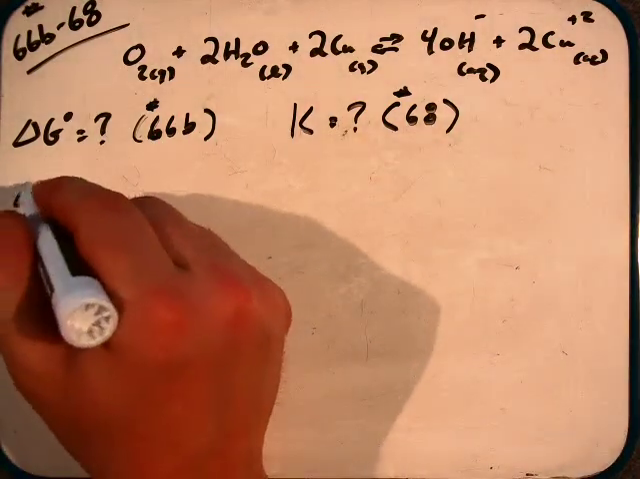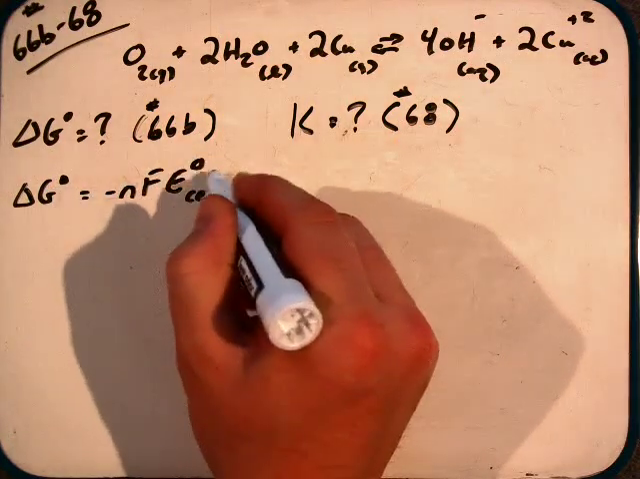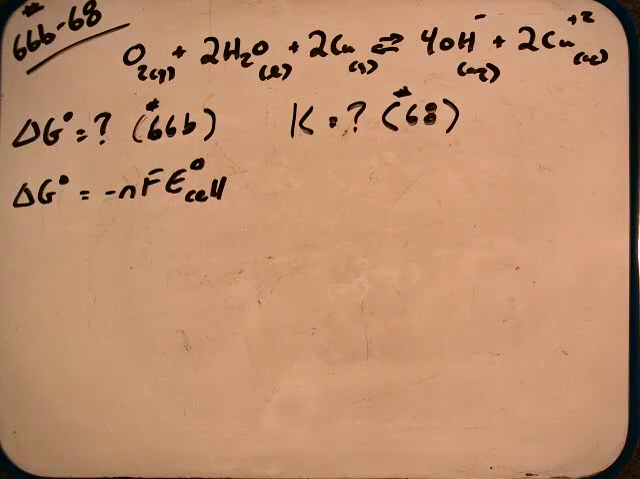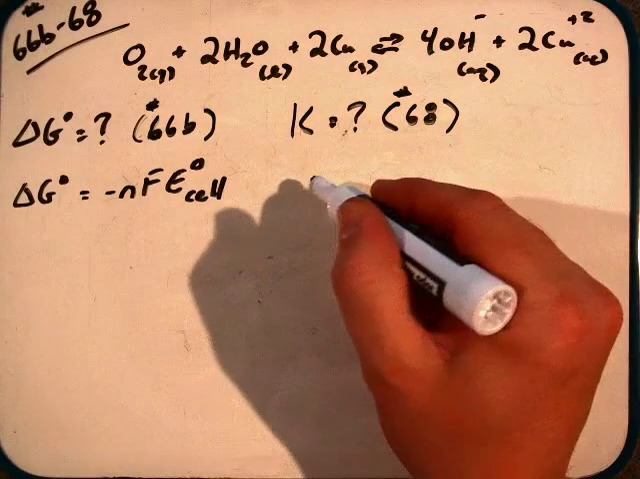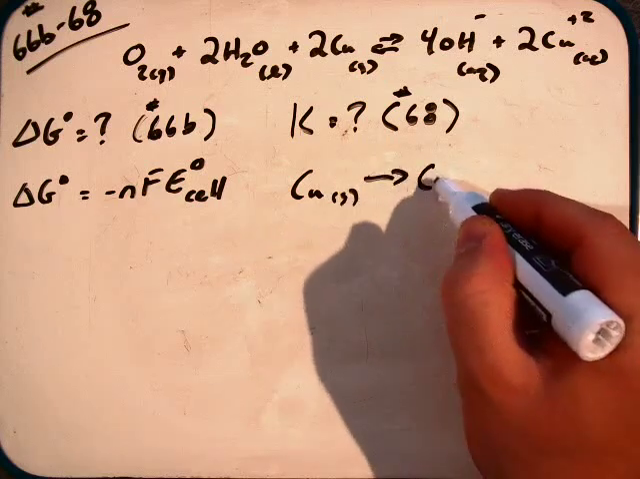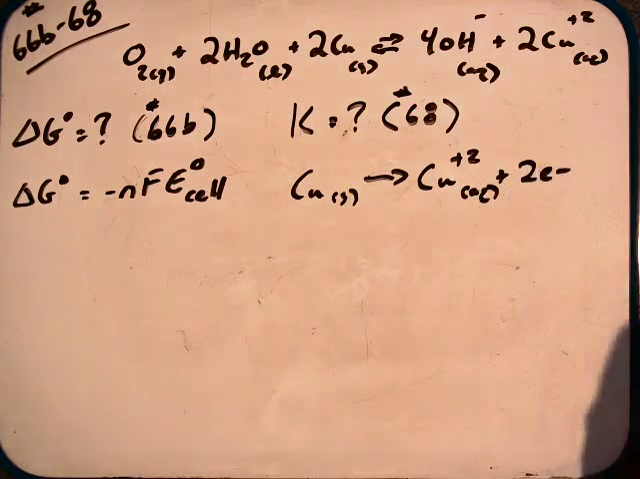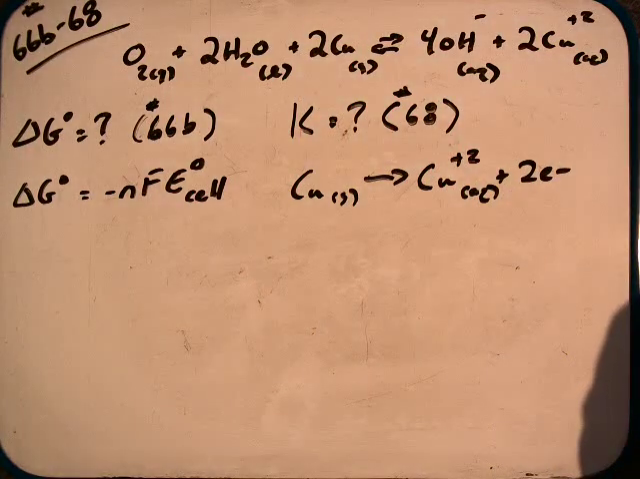So for our delta G, we really want to use this expression. We want to determine the cell potential at standard state. And once we have the cell potential at standard state, we can solve for delta G. So that requires writing down our half reactions. And so our oxidation half reaction would be the copper, where it's being oxidized and losing 2 electrons.